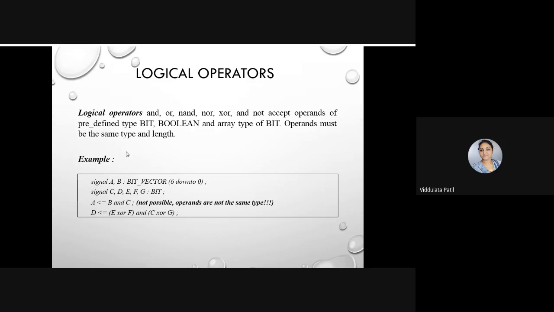The logical operators are and, or, NAND, NOR, XOR, and XNOR. These are the logical operations available in VHDL. These logical operations accept operands of type bit, boolean, std_logic or std_ulogic, and their vectors. Only these operand types will be accepted when we are considering a logical operator.